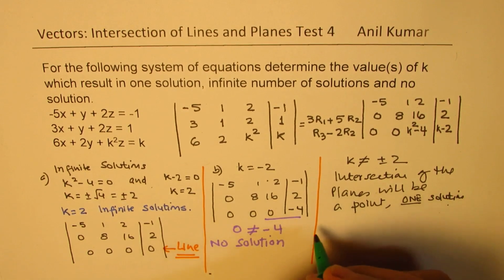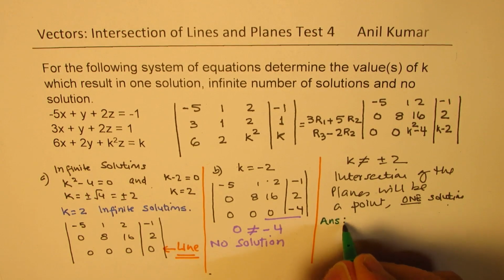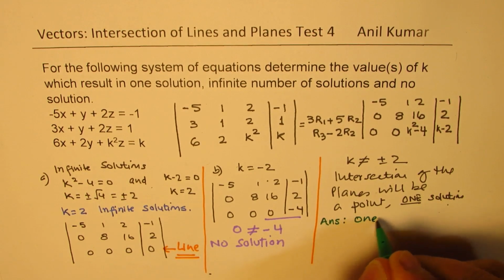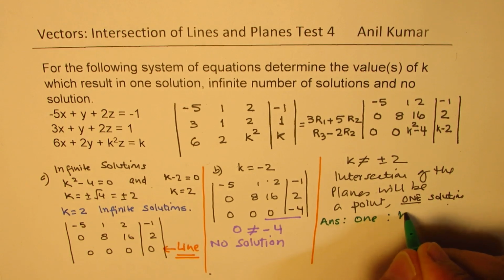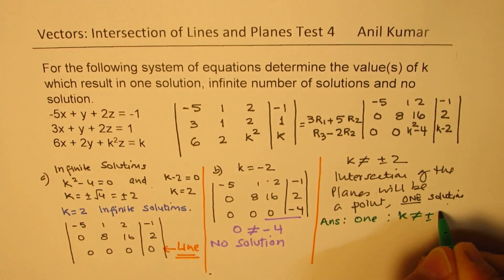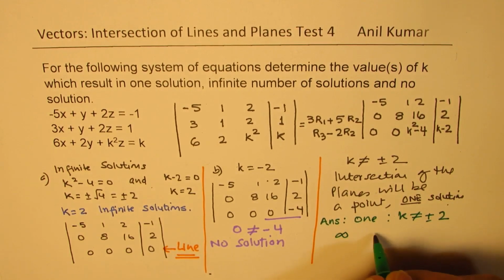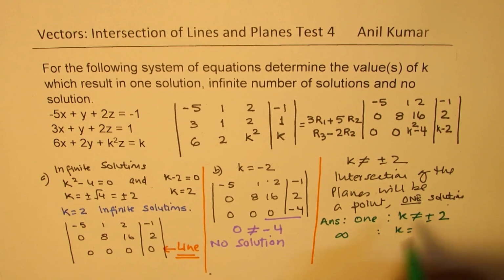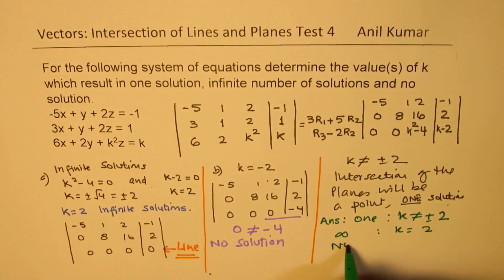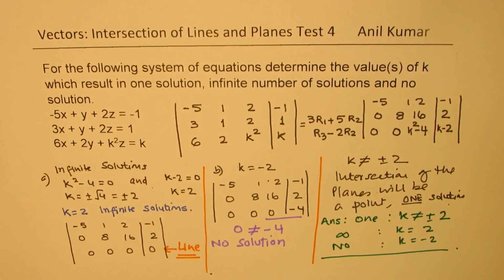So what we get here as our answer here is that for one solution, k is not equal to plus minus 2. For infinite solutions, k is equal to, which we found here as 2. And for no solution or 0, you can write k equals to minus 2. Clear? So that is how we are going to solve this particular question. I hope you understand the concept.